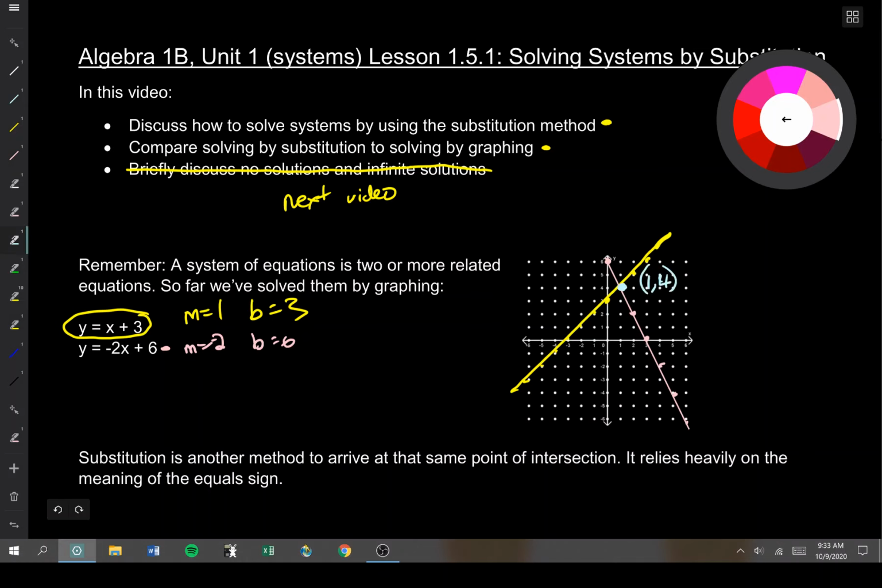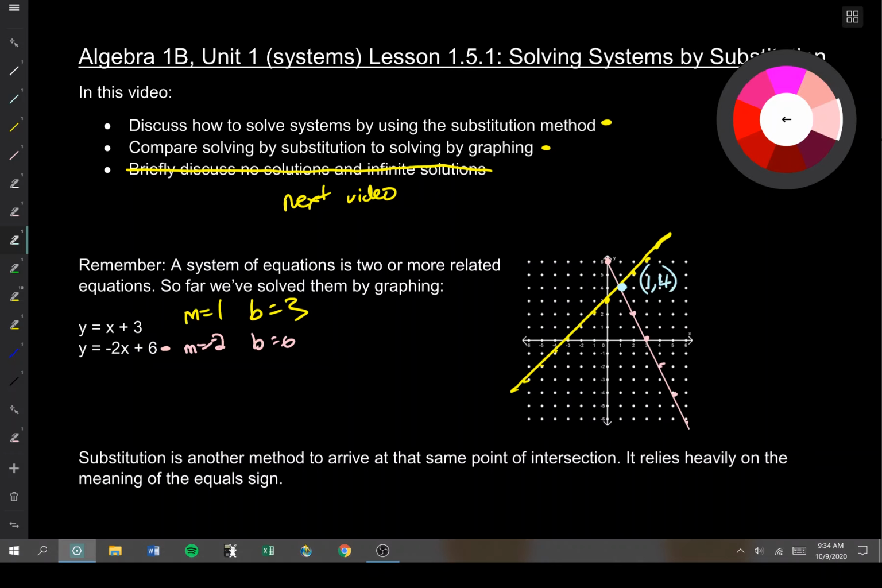That's a point that works in both equations. If I plug in a 1 for x, I get out a 4 for y. That's the solution. Well, graphing is an okay way to solve if you have equations that set up to graph really nicely. But there are plenty of times that doesn't happen.